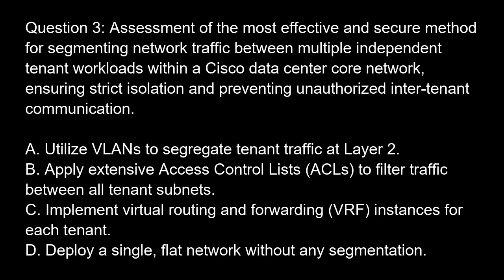Question 3. Assessment of the most effective and secure method for segmenting network traffic between multiple independent tenant workloads within a Cisco data center core network, ensuring strict isolation and preventing unauthorized inter-tenant communication. Option A. Utilize VLANs to segregate tenant traffic at Layer 2. Option B. Apply extensive access control lists (ACLs) to filter traffic between all tenant subnets. Option C. Implement virtual routing and forwarding (VRF) instances for each tenant. Option D. Deploy a single flat network without any segmentation.